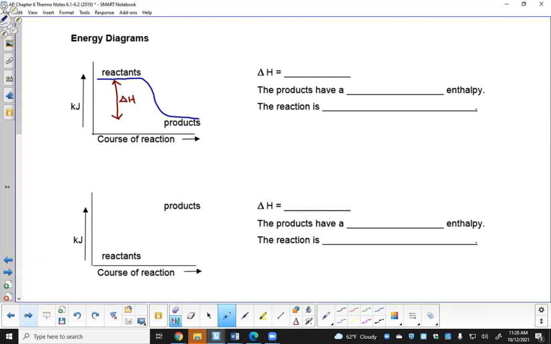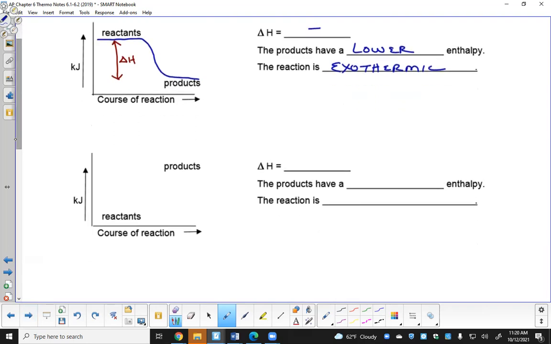The reactants have more energy, the products have less energy. How much heat content do the reactants have? How much heat content do the products have? The difference between the two is the delta H. Is this endothermic or exothermic? Exothermic. So delta H would be negative in this case. The products would have a lower enthalpy than the reactants, and this is exothermic. Nothing to really contradict what we said on Friday, but now we're labeling delta H where that enthalpy is.